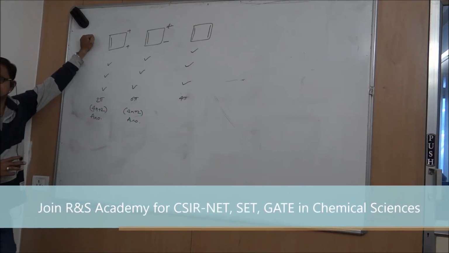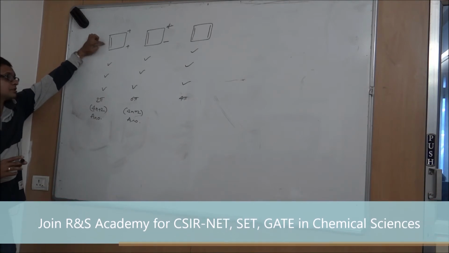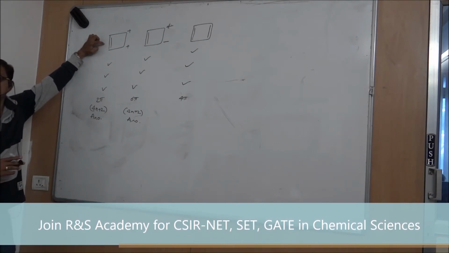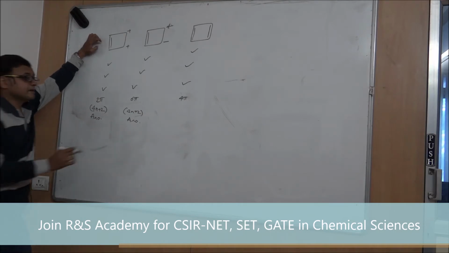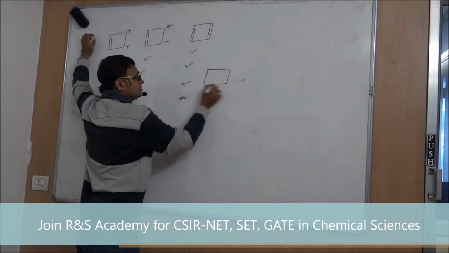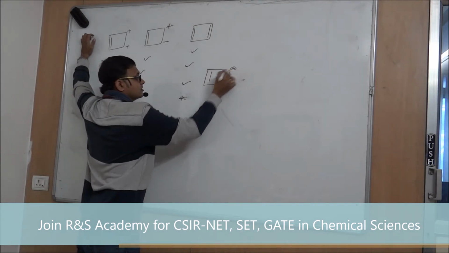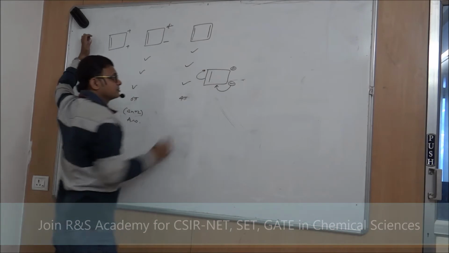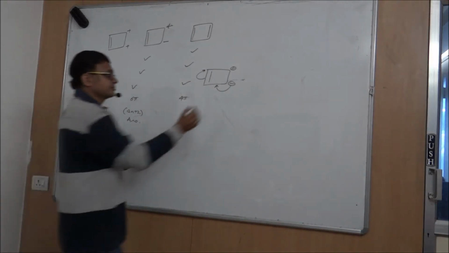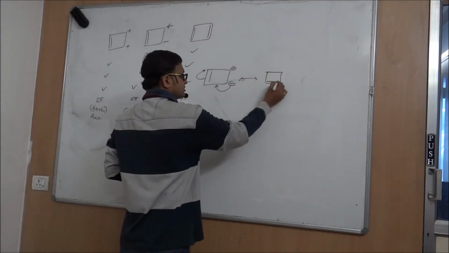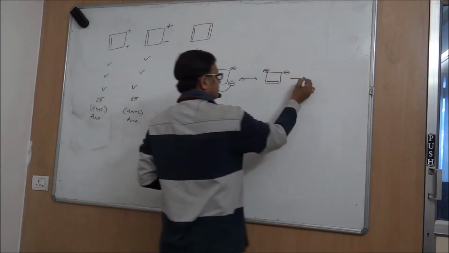You cannot write. Can you write a resonating structure for this one? Yes. So can you write resonating structures for this one? Resonance is possible. Then alternate conjugation is not there. Why is it not there? Can you write the resonating structure? That is the simple question. Resonating structure is possible. Yes, possible. So if you can write the resonating structure, okay.